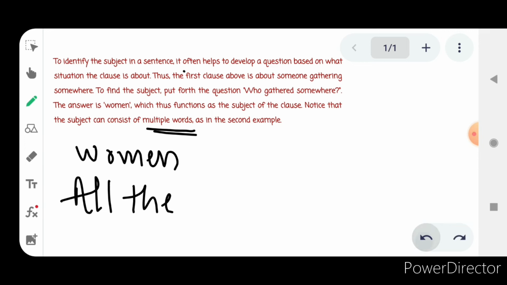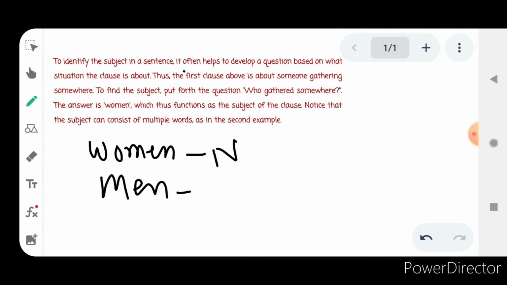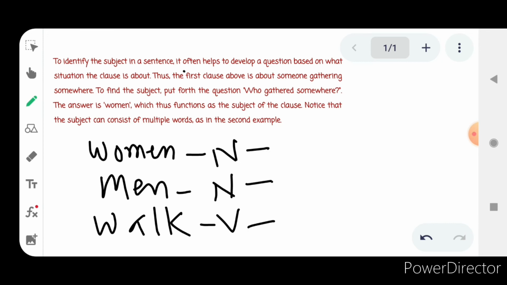I will simplify it further. Suppose there is a word, any word, woman. This is a noun, irrespective of any sentence. This is called a noun. Man, this is a noun. Walk, this is a verb. Now these are nouns, verbs. These are not included in any sentence.